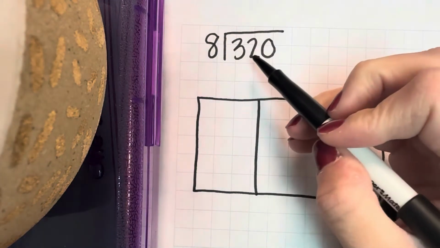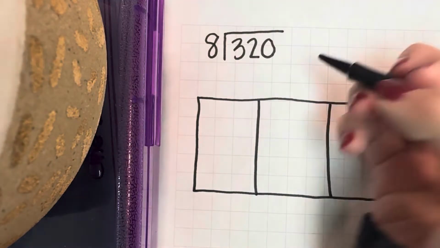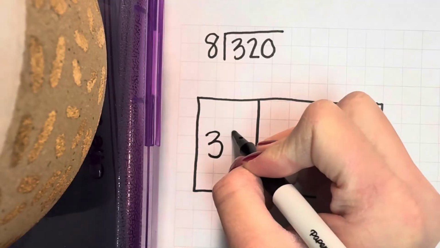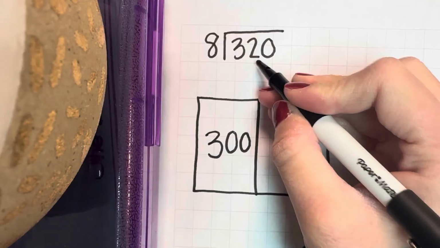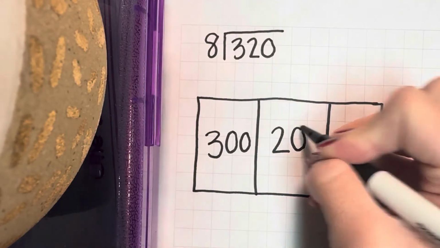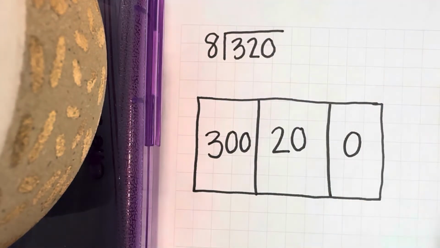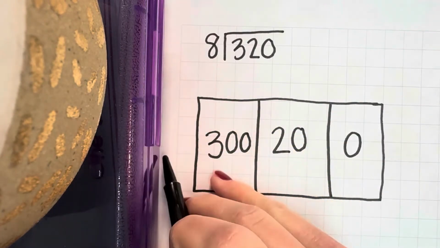And now I'm going to break apart this number and put it in my box. My 3 is worth 300. My 2 is worth 20. And my 0 is always worth 0. And now for my 8, I'm just going to drop it back down.